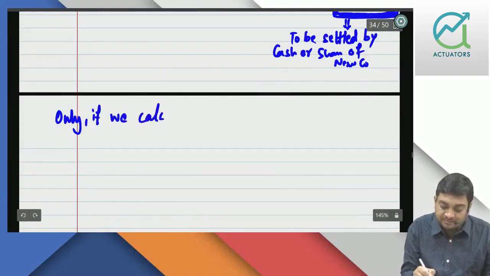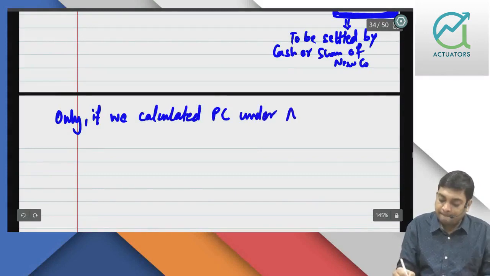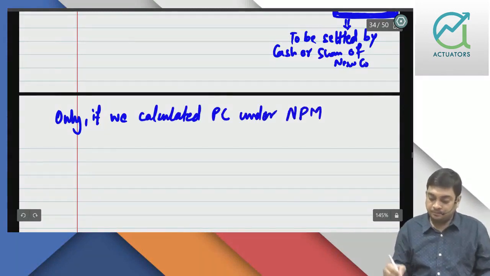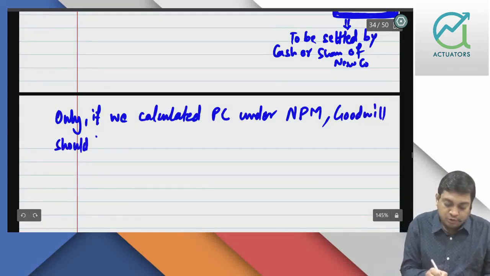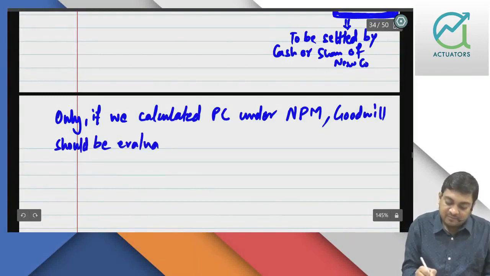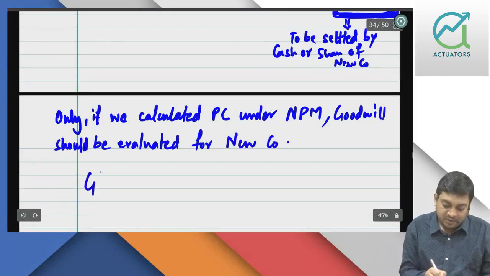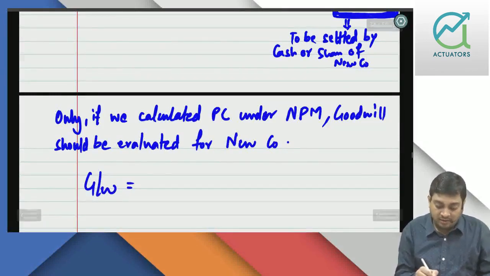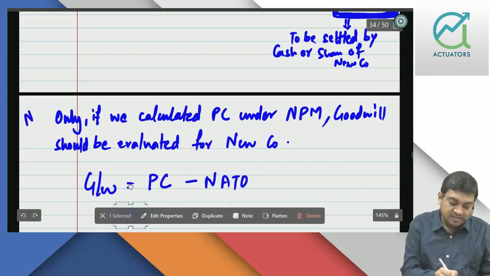Only if we calculate PC under net payment method, goodwill should be evaluated for new company. So I have already told you in valuation of goodwill, goodwill is what? Purchase consideration minus NATO. This is very important note.